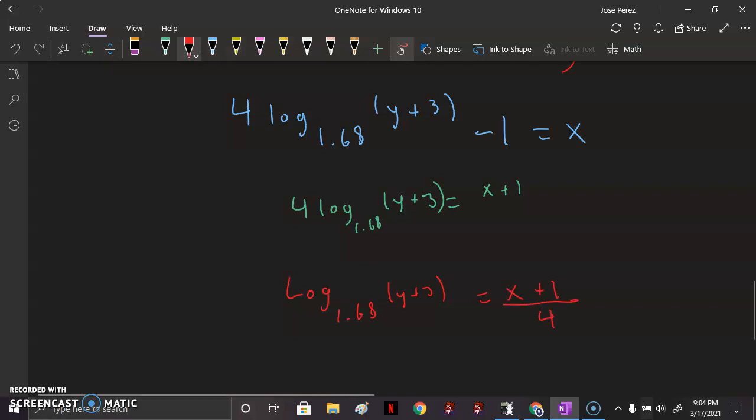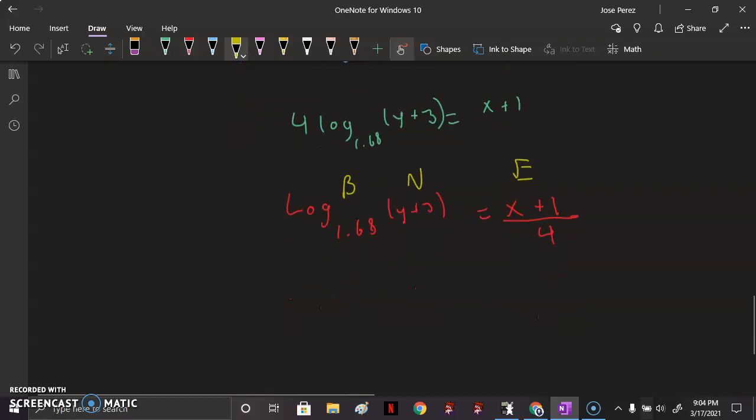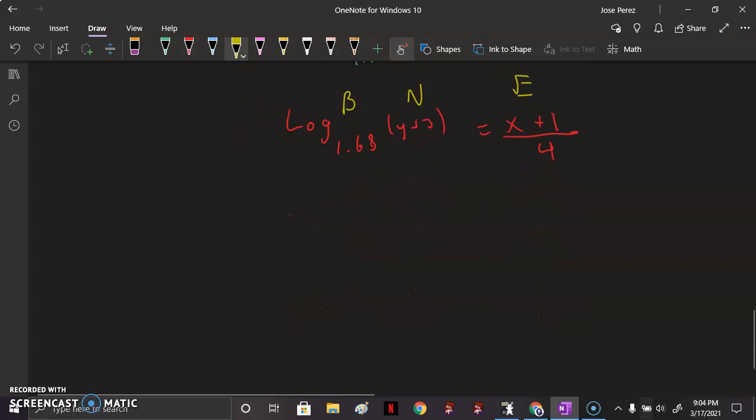And now this is where Ben and Benny comes in. If you don't remember, please go back to the beginning of the video like I said. But we look at these, we can see that this is the base, this is the number, and this is the exponential. And we're going to turn it into Ben. So an exponential we're going to turn it into, which is Ben. So it'll be 1.68^((x+1)/4) equals y + 3.